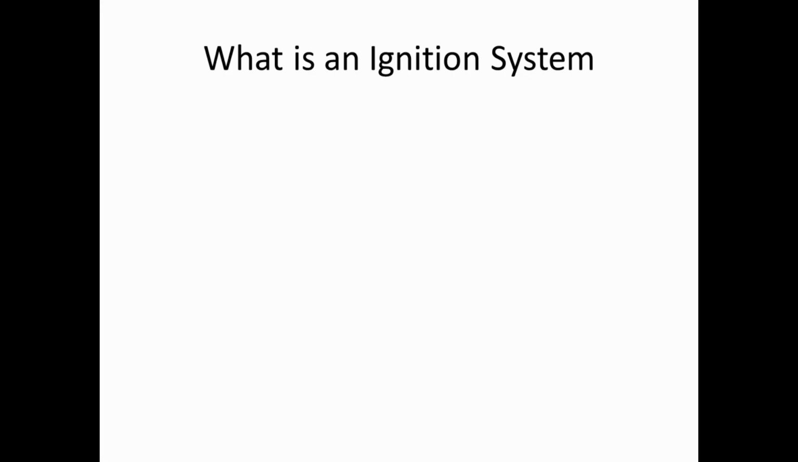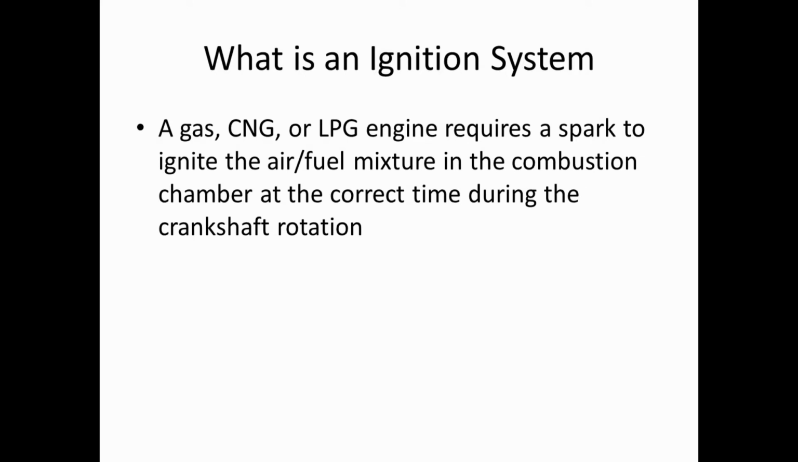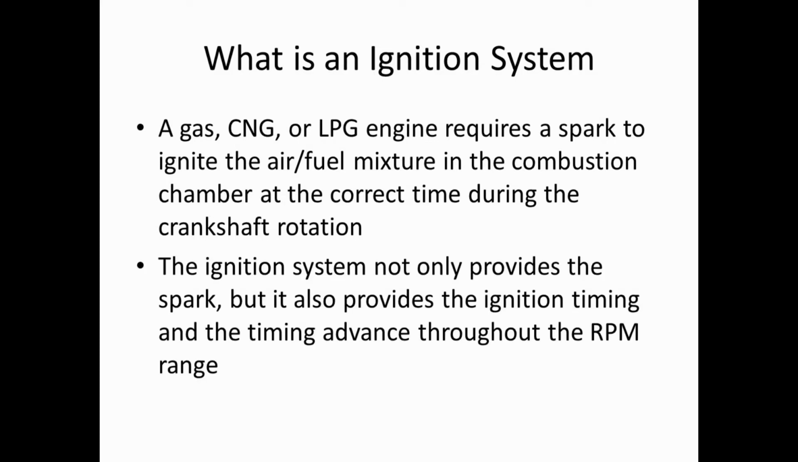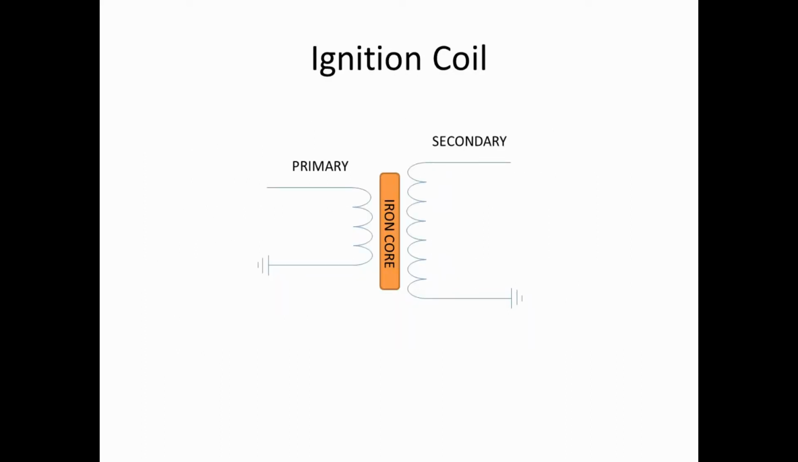So, we're going to start by answering the question, what is an ignition system? Basically, a gasoline engine, a natural gas engine, or a propane engine requires a spark to ignite the air and fuel mixture in the combustion chamber at a precise time. The ignition system provides the spark at that precise time, but it also provides the precise timing and the ability to change the timing dependent on engine RPM and loading. We'll get to that later on in the lecture.